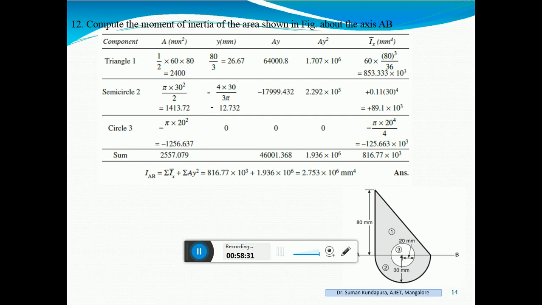So sum up everything and find out what is the summation of Ix bar. So you will get summation Ix bar plus summation Ay square. Substitute here, find out what is IAB, the moment of inertia about axis AB. So that is what was asked in the problem.